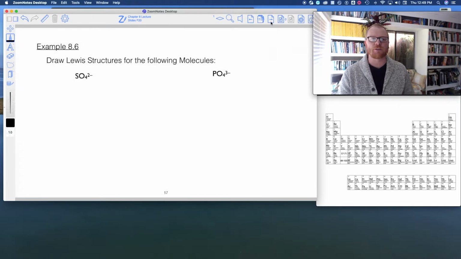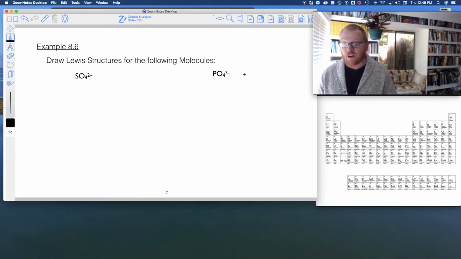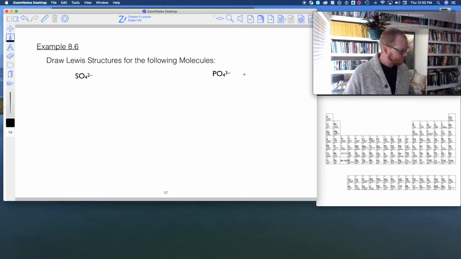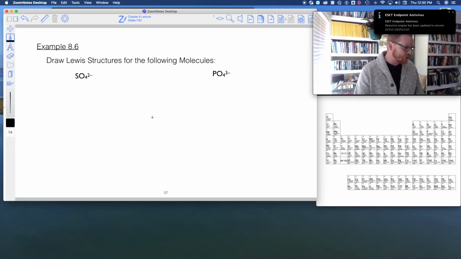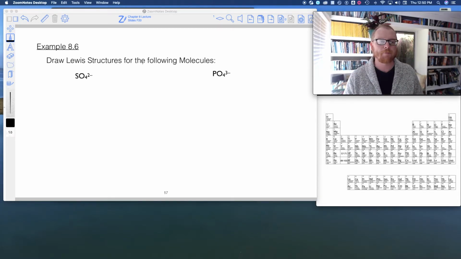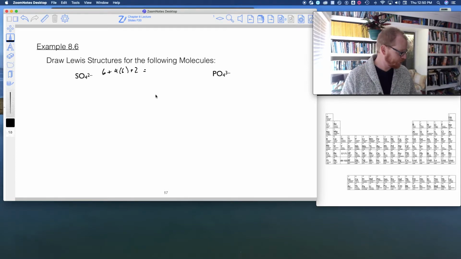So let's do some examples. And there's two really good ones, sulfate and phosphate, and these are ubiquitous. So these are very common, okay? So now let's do all the rules that we know. We add up the valence electrons. So sulfur is 1, 2, 3, 4, 5, 6, plus 4 oxygens, and each one of them is also 6, plus 2 extra for the negative charge, okay? And what we get out of that is 24 plus 6 makes 32, so that's 32, okay?